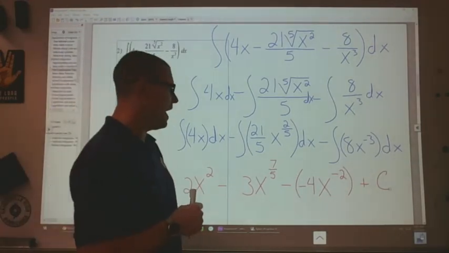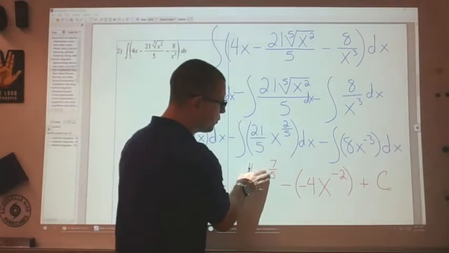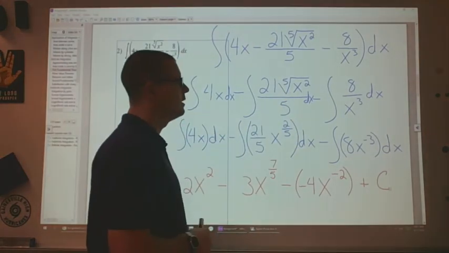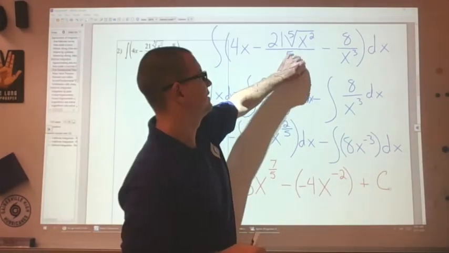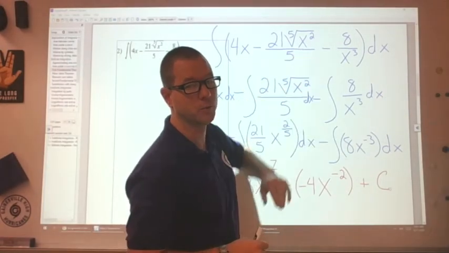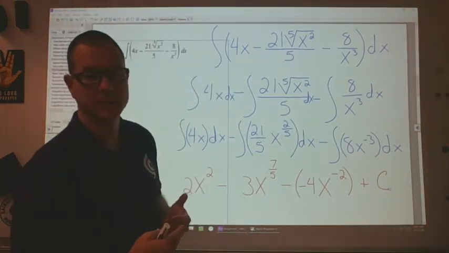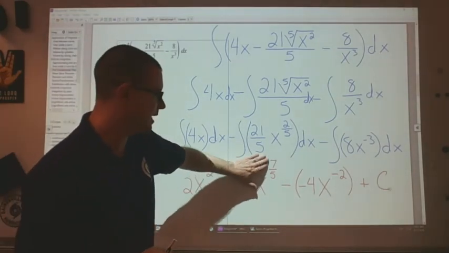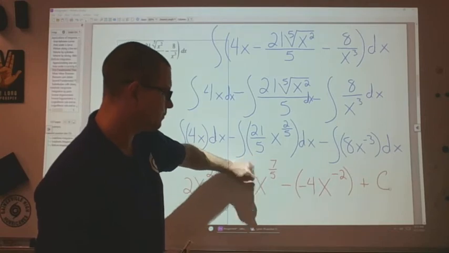And my last step would be to clean this up algebraically, just to make sure everything was good looking for the algebra. I might want to rewrite this 7/5 power in radical form, especially since that's how it was expressed in the original problem. So we might want to go back to that radical form. I'm okay leaving it as a rational exponent. I actually like these a little bit better.